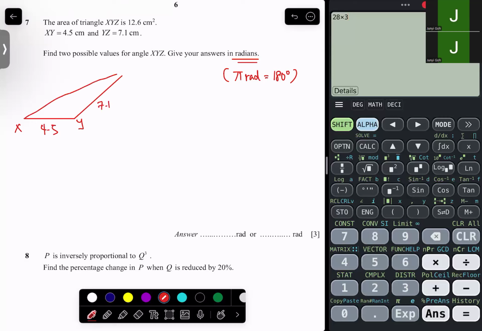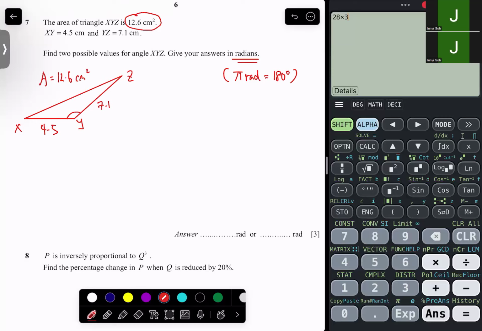And then XYZ is the area, right? Half AB sine C, this angle, must give me 12.6. So the area is 12.6.